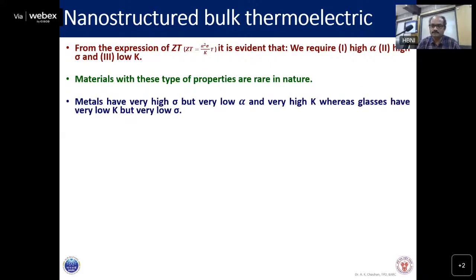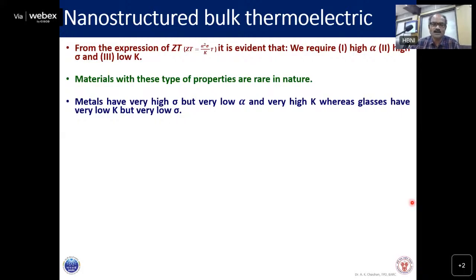So metals have a very high sigma but have very low alpha. The Seebeck coefficient is very low, and these are having very high thermal conductivity also. On the other hand, if you see glasses, they have very low thermal conductivity and very low electrical conductivity also. So both these are as expected. If you have lower thermal conductivity, electrical conductivity is going to be low. Similarly, if you have higher thermal conductivity, the electrical conductivity is expected to be high.